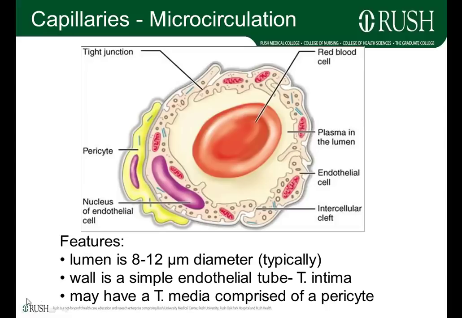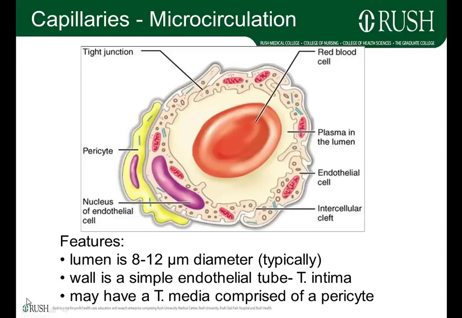Capillaries are the smallest diameter vessel. They comprise the microcirculation. The lumen of a capillary is often not much bigger than the red blood cells in it, somewhere around 8 to 12 micrometers in diameter. The wall is a simple endothelial tube, basically just a tunica intima.